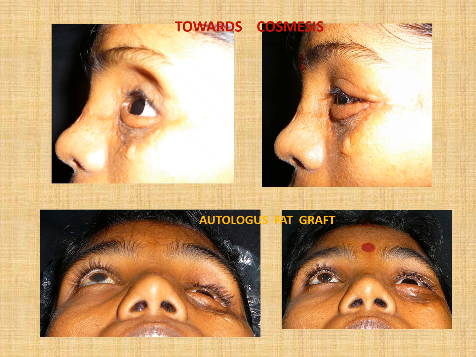Towards cosmesis. It has been reconstructed with a Tripier flap and skin graft. As there was depression, autologous fat graft was used, and one can see the improvement in this position.